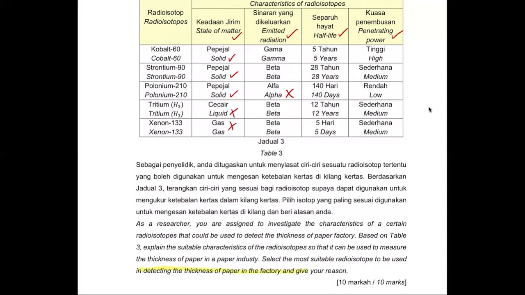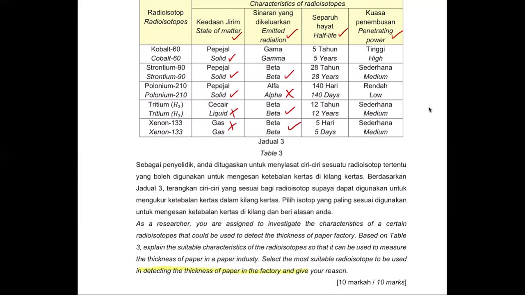Here, we will be choosing beta. Actually, we will be choosing beta instead of gamma. Now, this is because beta particles still can penetrate through the paper, and it is less dangerous as compared to gamma rays.